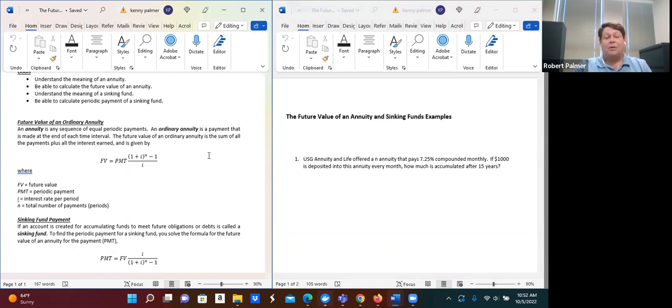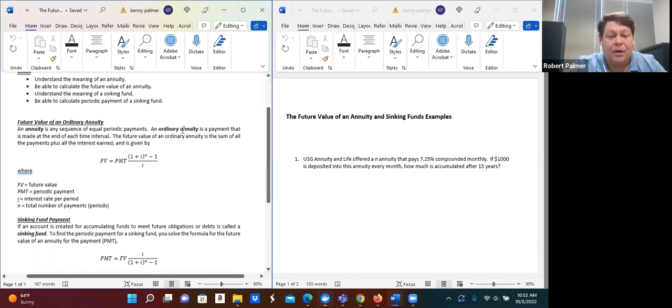So your total amount is not just the amount of all those payments after however many years, but the interest is also accumulated, depending on what interest rate you have and also what compounding period. So an ordinary annuity is a payment that's made at the end of each time interval. And that can also be important depending on how the interest is calculated, whether it's the end, or beginning, or middle.